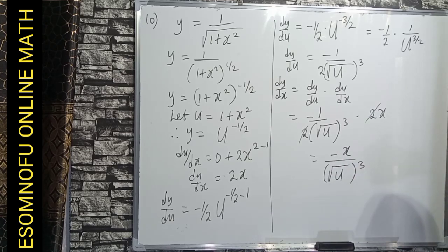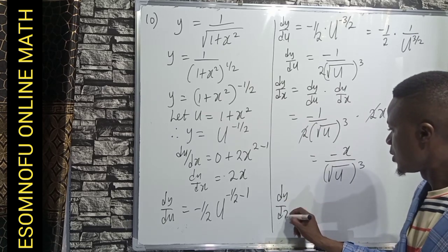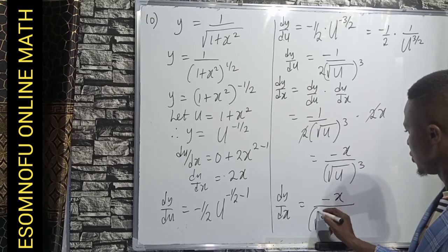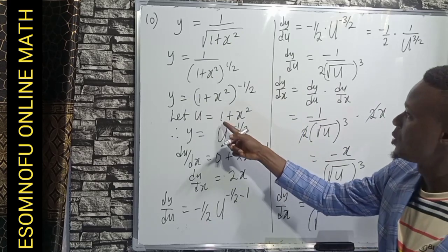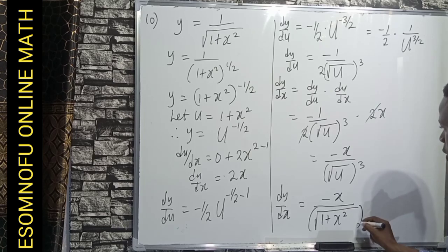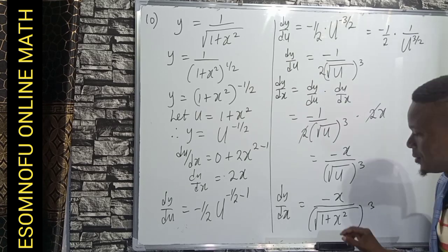But you should know again that u has a value in the beginning of this question. So dy/dx will now be minus x all over the root of, seeing u, I will put 1 plus x squared, because u is 1 plus x squared, as you can see here, all to the power of 3. And this is the solution to this number 10 question. So let's go for number 11.